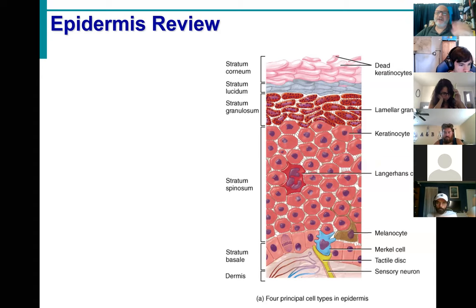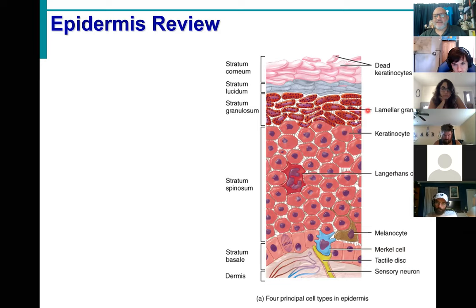Notice I've done a drawing. Here's a really pretty drawing. I don't remember if this one's from your textbook or not, but we can still take a look at it. Notice again, stratum basal, the one layer dividing cells. Notice they've put a tactile cell for us and a melanocyte down here. Here we see the stratum spinosum with all their desmosomes holding them together, making them look spiky. Oh, and they've given us a Langerhans cell as well.